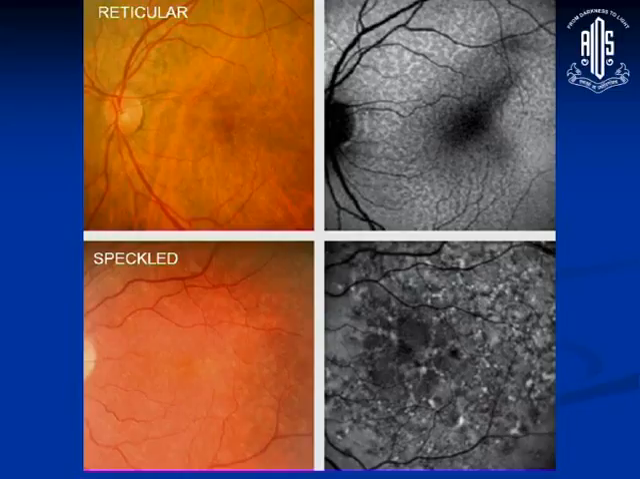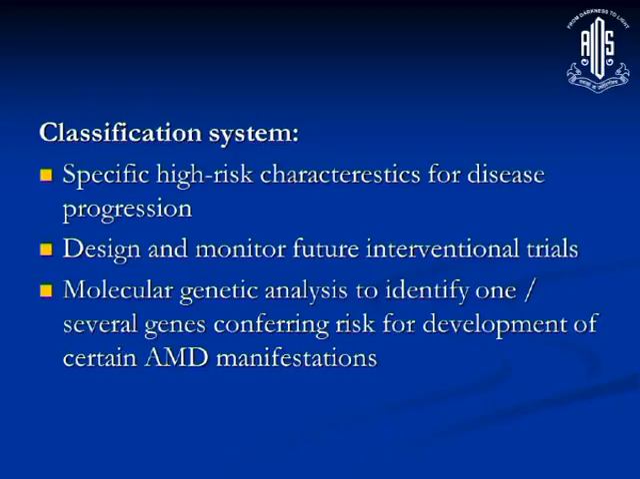Now, why has this classification been done? This is still under study in various centers, where it is being investigated whether there are any specific high-risk characteristics of disease progression amongst these various types of drusens, and also to design and monitor future interventional trials. Molecular genetic analysis has also been planned and carried out right now to identify one or several genes that are conferring risk of development in certain AMD manifestations.